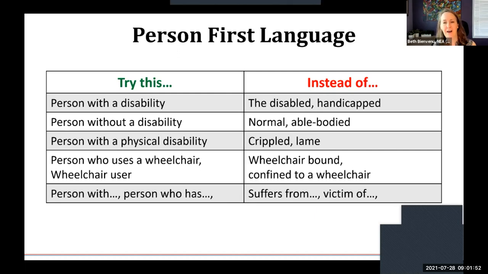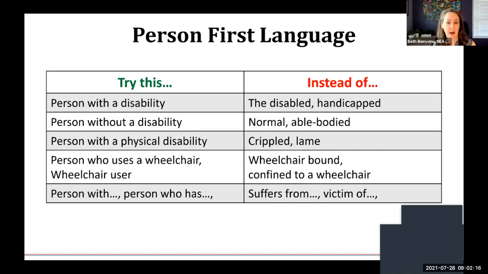And I want to give one caveat. At the top, we say do not use "the disabled." Using the term disabled is a choice. Many people with disabilities prefer to use that. They say, I am a disabled dancer, I am a disabled woman, because it is their identity and it's an important part of them. So you'll hear a lot of people use that language.